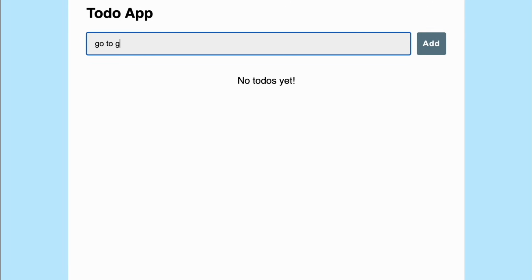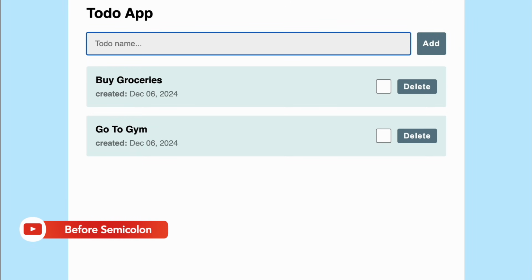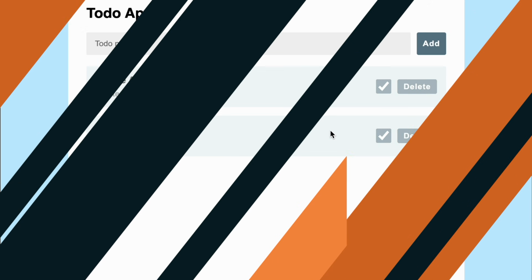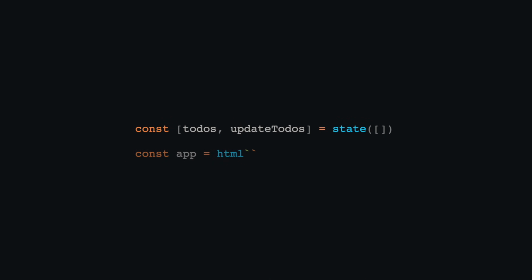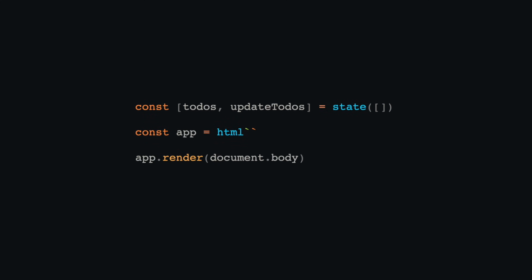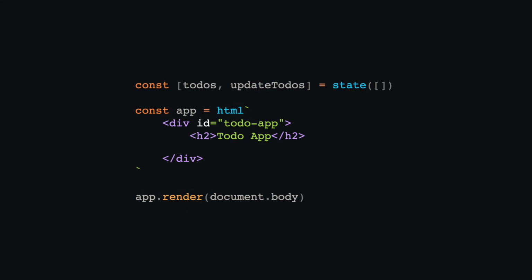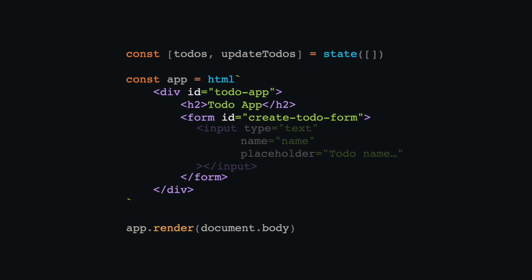Every developer should know how to build a to-do app since it teaches you the basics of handling and rendering data. Let's create one, shall we? We start by defining the to-do list state, and we can go ahead and create our app template to render as well. We will simply render a title and a create form containing a text input field.